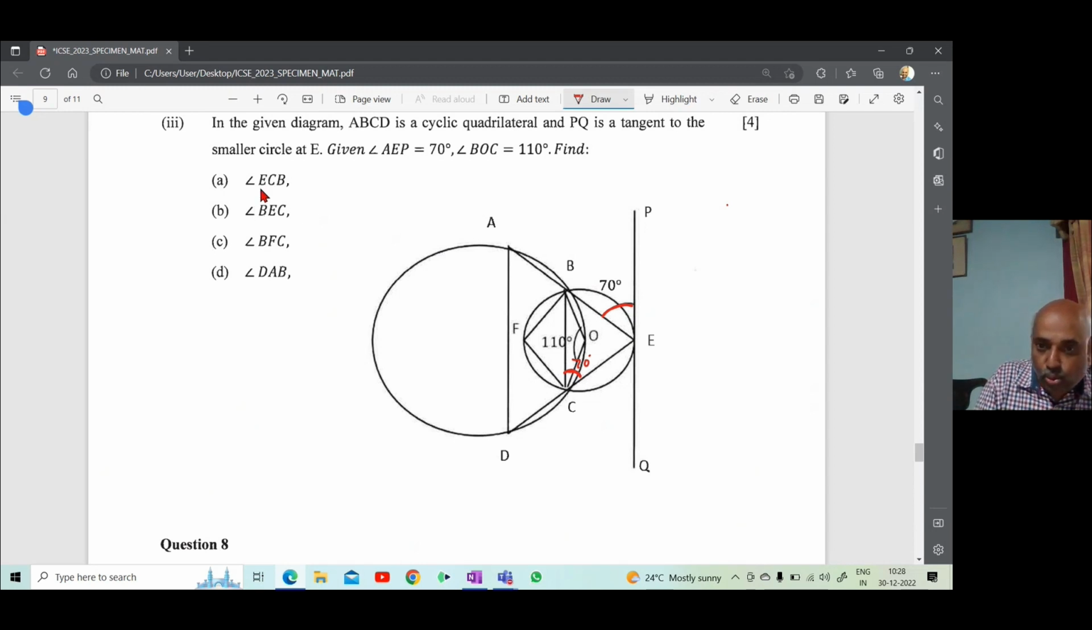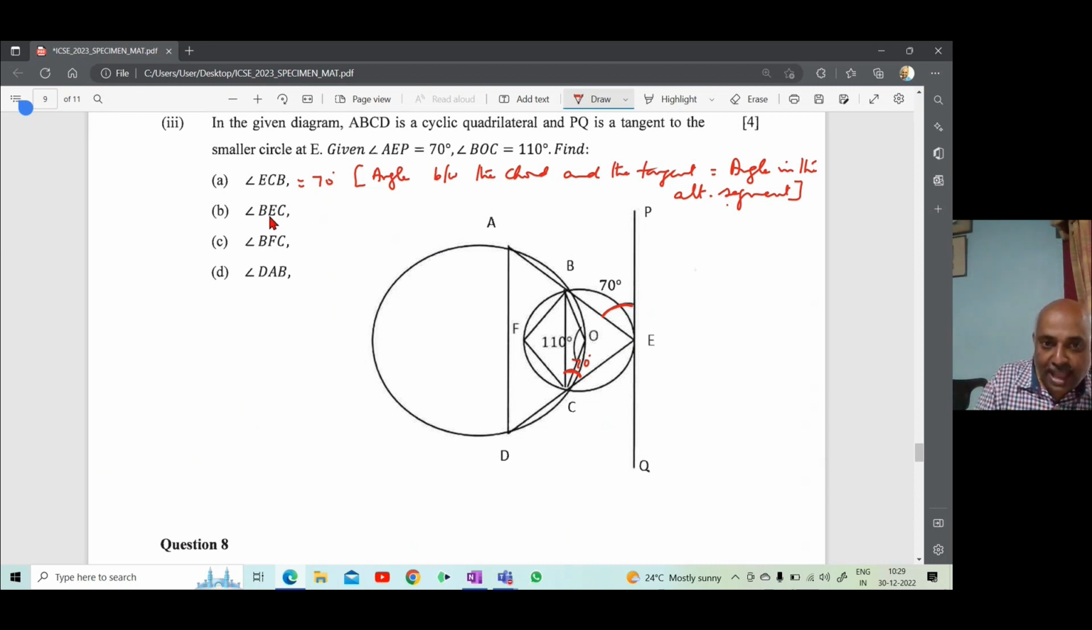So they are asking you what is angle ECB. ECB is 70. You can write the reason: angle between the chord and the tangent is equal to angle in the alternate segment.